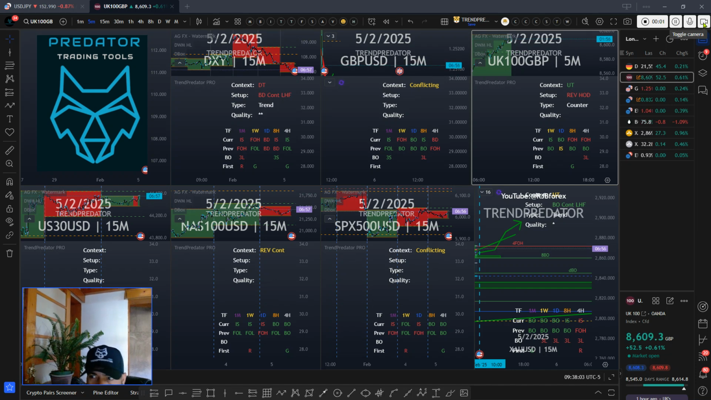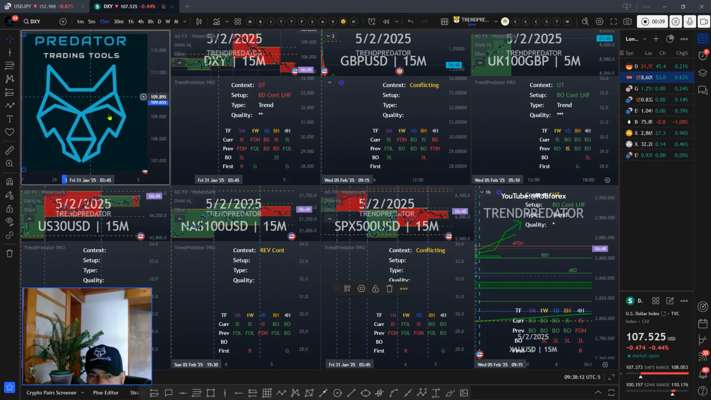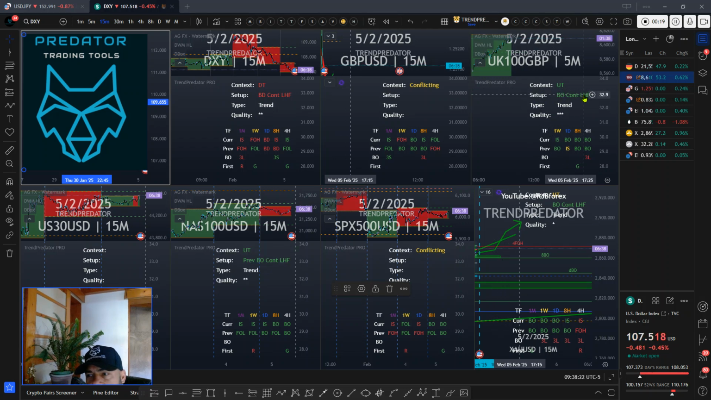Okay, got a question here on the UK100 using the TrendPredator Pro indicator. We can see that we're in an uptrend over here on the top right. Uptrend, breakout continuation, low hanging fruit, trend trade, 3-star quality.